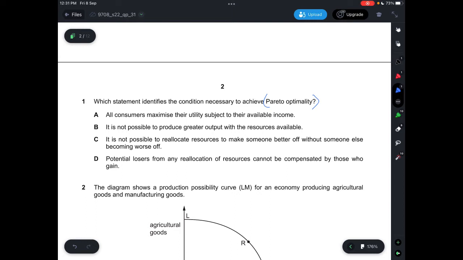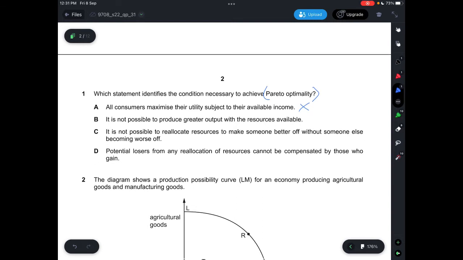So A, it says all consumers maximize their utility subject to their available income, which is incorrect. This is basically if something is shown on the budget line, but it's not related to Pareto optimality. And B, it says it is not possible to produce greater output with the resources available, which is incorrect. You can, but by doing so, you'll result in less efficiency.